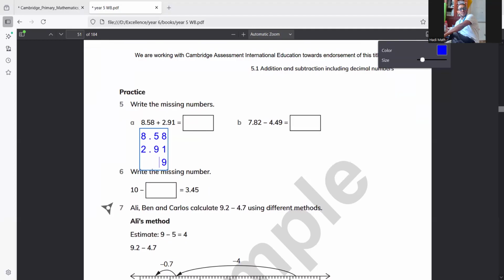And then what? 5 plus 9 is equal to 14. Write 4 and you carry over 1. Don't forget to put the decimal point. It's very important. Then you say what? 1 plus 8 is 9, and 9 plus 2 is equal to 11. So you write the 11. I hope that is much clearer.